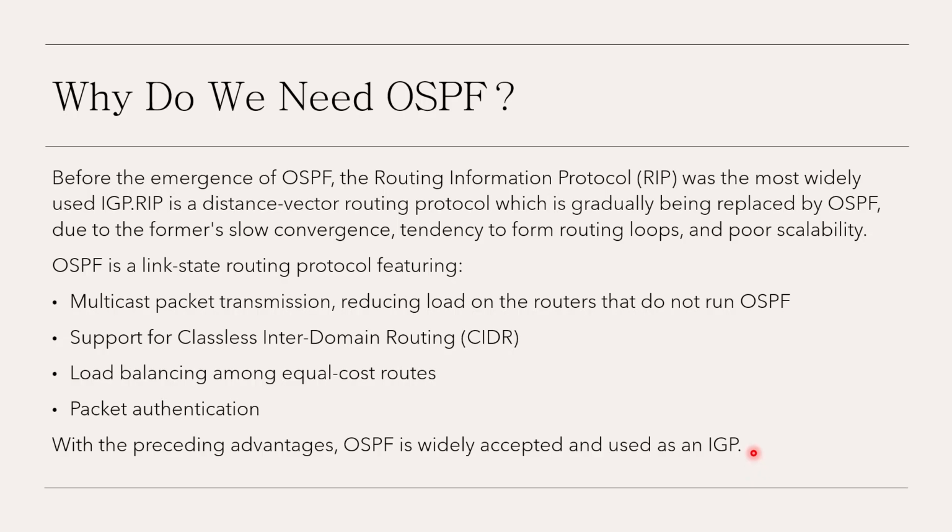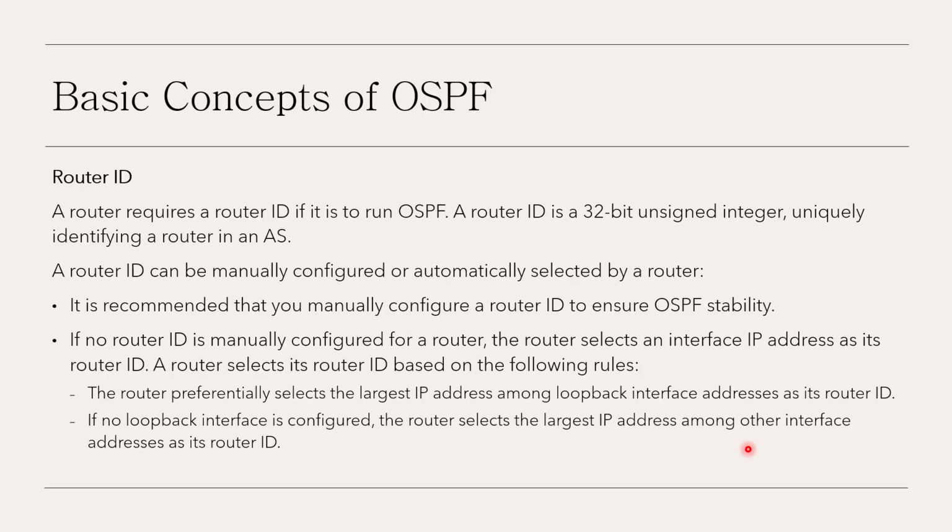IGP is an interior gateway protocol which is required to share internal network routing information within one autonomous system, or AS. In the basic concepts of OSPF, in this video we are only going to discuss the router ID. What is a router ID? I would say this router ID is one of the most important characteristics of OSPF, which is very important for OSPF to run.